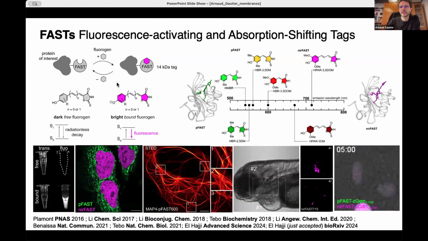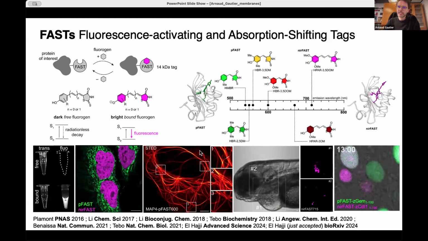And so the interesting feature of this kind of technology is that we can really use them in different systems. We could demonstrate that we can use them for imaging proteins in live cells. It's compatible with super resolution techniques like STED, and it's also compatible with imaging in multicellular organisms such as zebrafish larvae, for example.